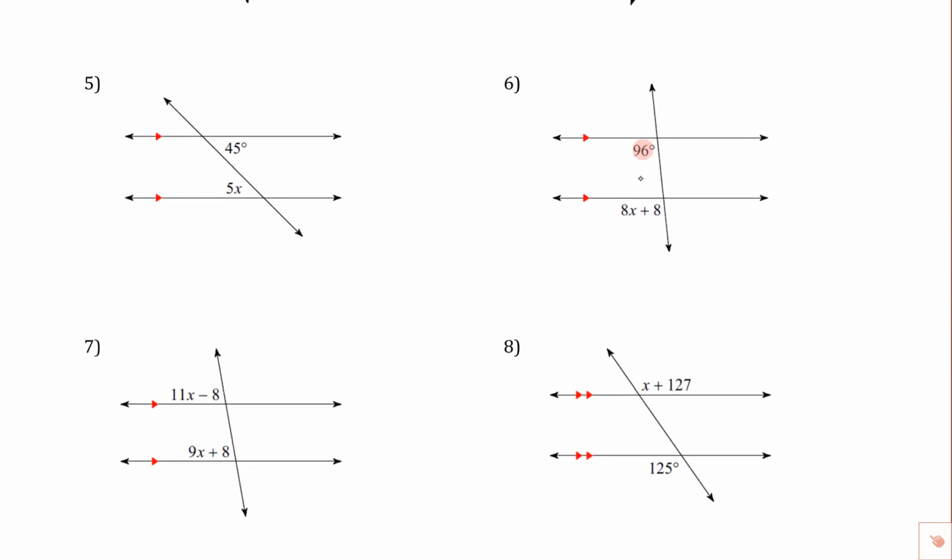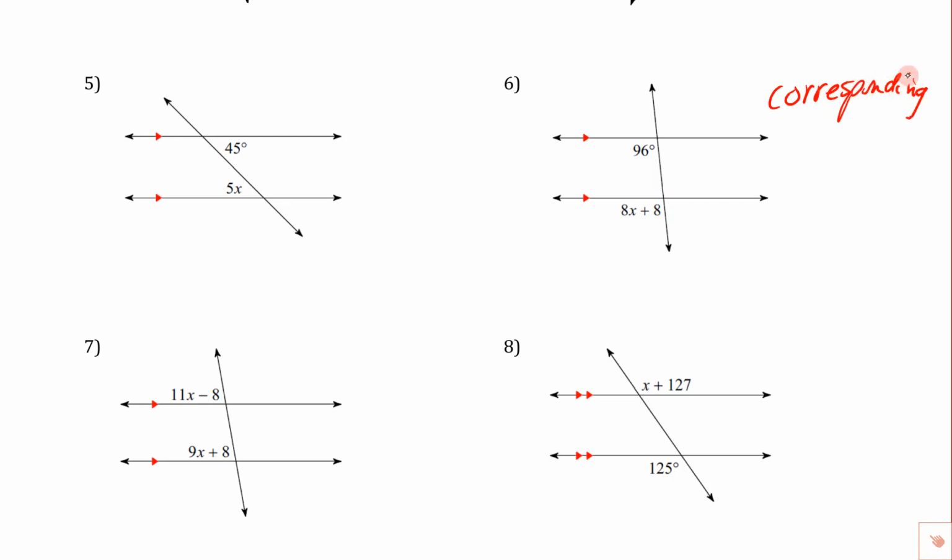On problem number 6, let's notice where they are. This one's on the inside. This is an interior angle, and that's an exterior angle. So definitely not same side interior or same side exterior. Okay, the name for this is going to be corresponding, because they're in exactly the same place in the intersection. This is in the lower left-hand side of the intersection. That's in the lower left-hand side of the intersection. So these are corresponding angles.